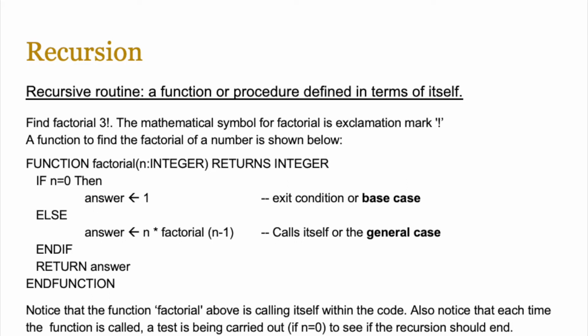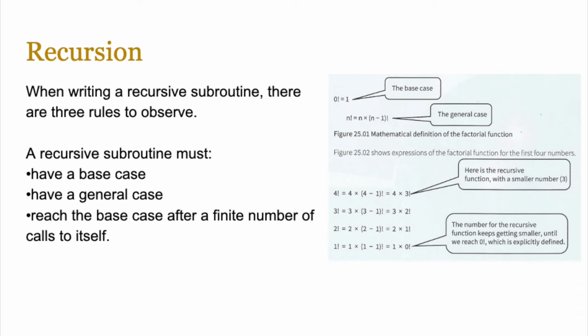And the base case will normally work with a test. In this case, if n is equal to 0, that part is checked for the exit condition. So when we're writing a recursive subroutine, there are 3 main rules to observe. A recursive subroutine must have a base case. It must have a general case. After a finite number of calls to itself, you should be able to reach the base case.